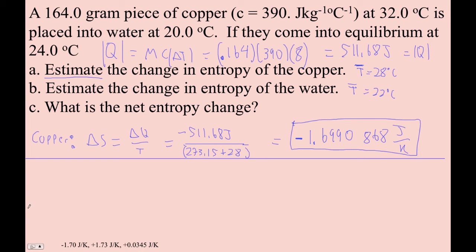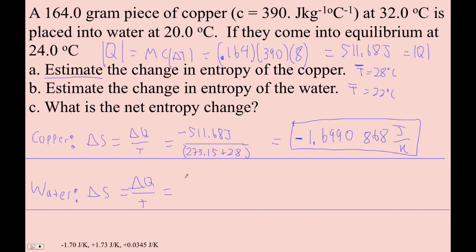Okay, so now let's do the water. For the water, our delta S is Q over temperature, right? And so the water gains the heat, so it's going to be a positive change. Now notice that the cooler thing is going to have a smaller denominator, therefore there's going to be a bigger change in entropy, a bigger positive change.